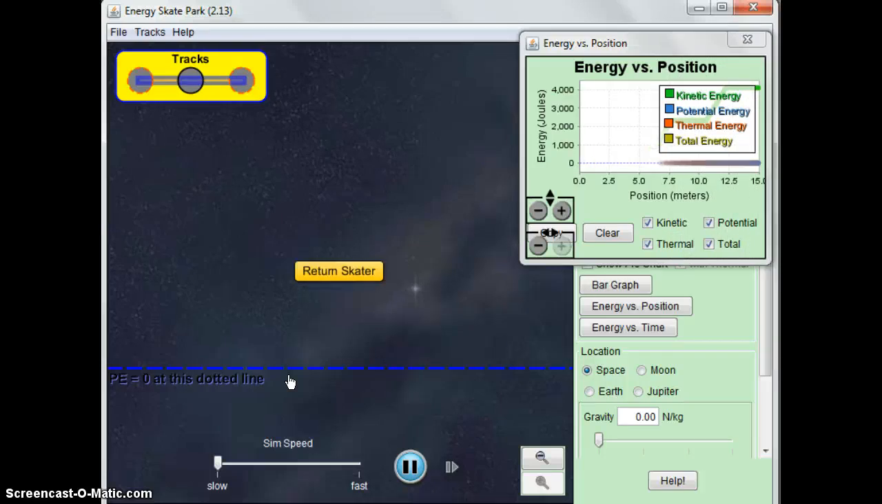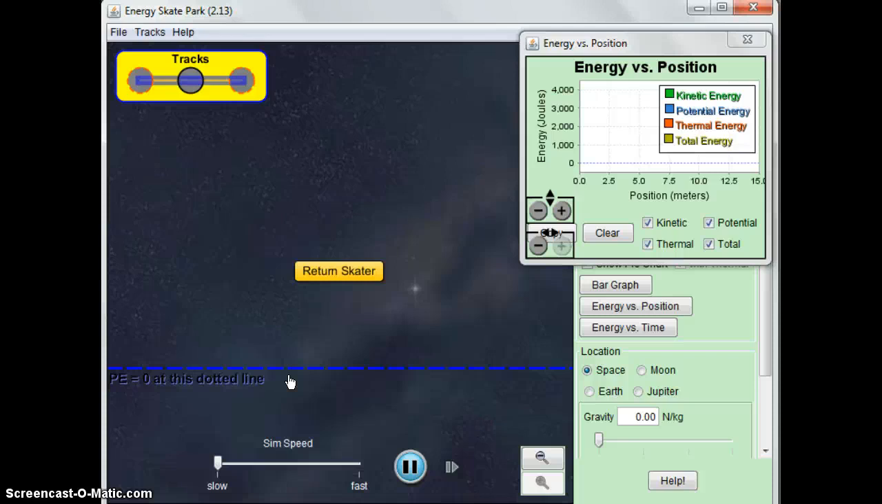And what we should be able to see here then is that when that work is being performed, the kinetic energy of the skater increases because his speed increases. That leads us to the proof that work is going to cause a change in kinetic energy.